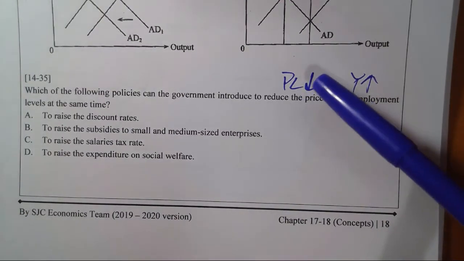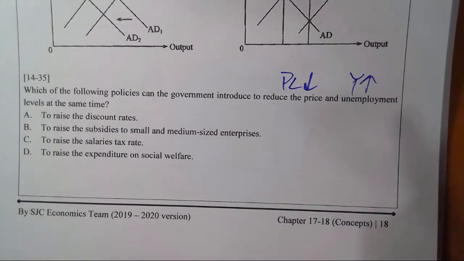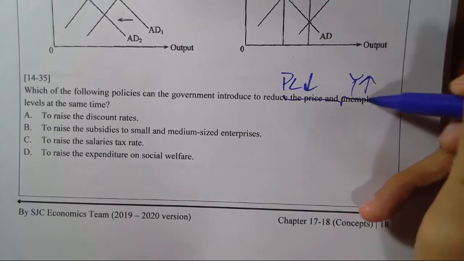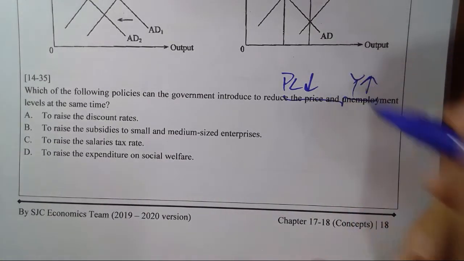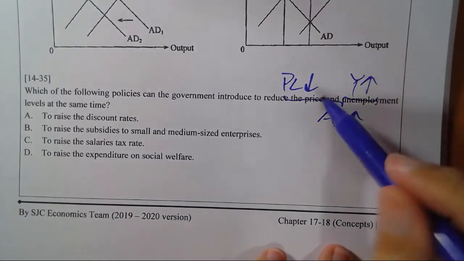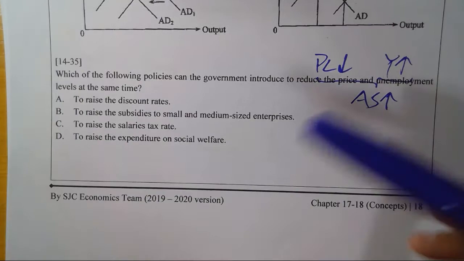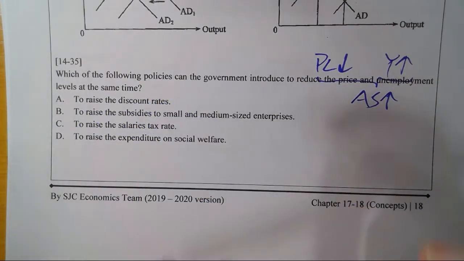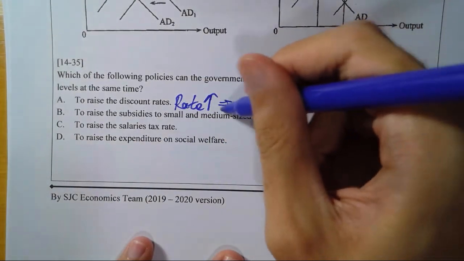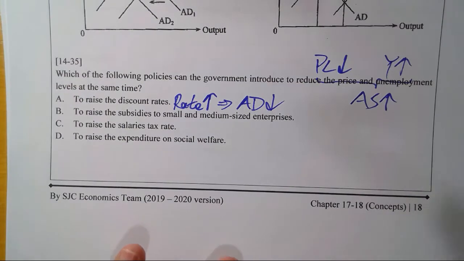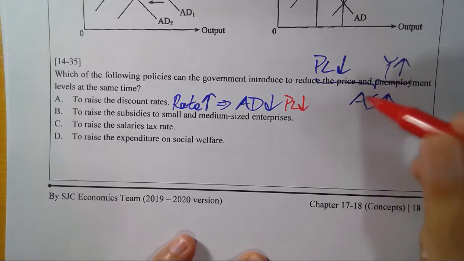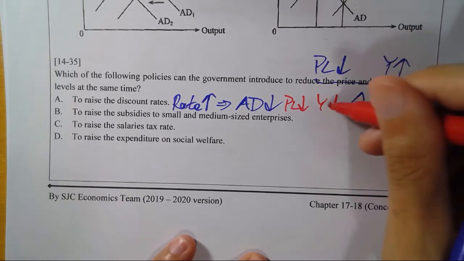Now, we need something that price level decrease, Y increase. Okay, some policy. Now, if you have a clear mind, you know the only way to achieve it is to increase AS, not AD, right? Because it goes in opposite direction. So, first one, raise discount rate. Now, whenever you see whatever rate goes up, right? It means AD goes down. AD goes down. What happens? Price level decreases. Yes, true. But Y would also decrease. So, this is wrong.